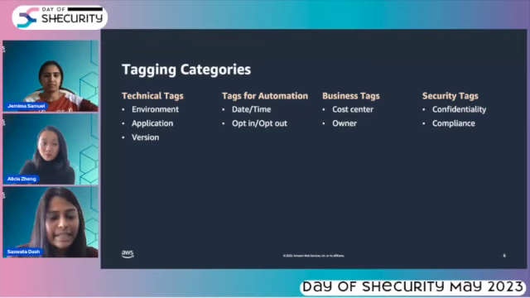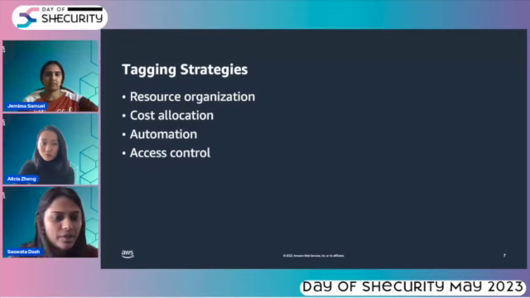And then there are business tags, which cover identifying who is responsible for a particular resource and what cost center it should be allocated to for tracking and visibility purposes. And then there are security tags, which cover the level of confidentiality your resource supports, or what level of compliance your resources should be adhering to, given the requirements that your business organization might have. If we can move on to the tagging strategies.